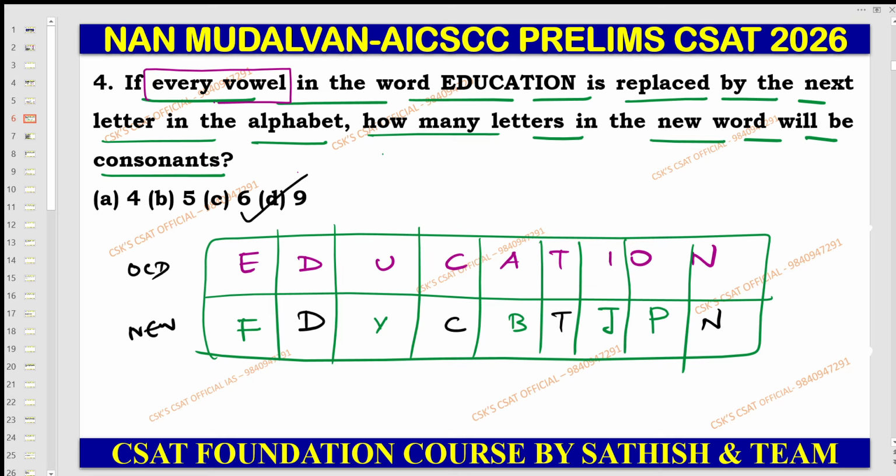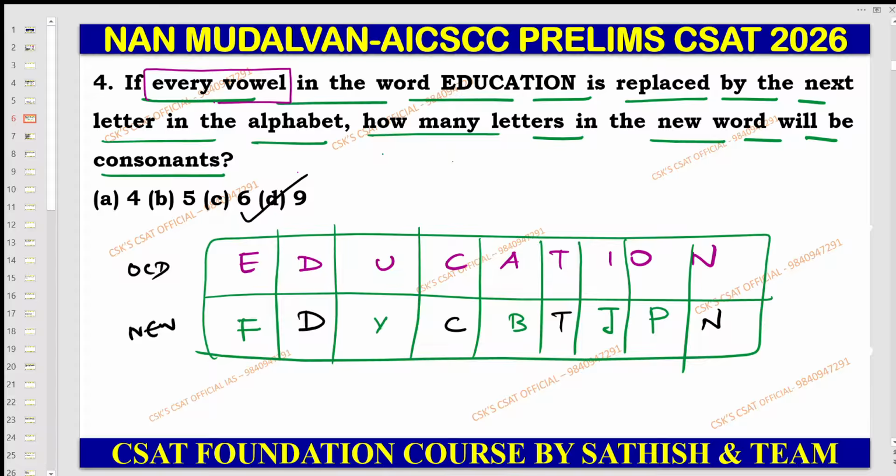Many people may confuse with 5. Yes, 5 also right. But if the question clearly states how many letters in the new word such that vowels become a consonant, then the answer is 5. After the replacement, if you are checking if the vowels become a consonant, then the answer becomes 5.